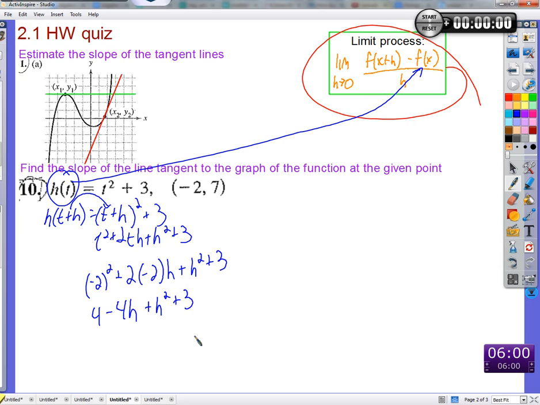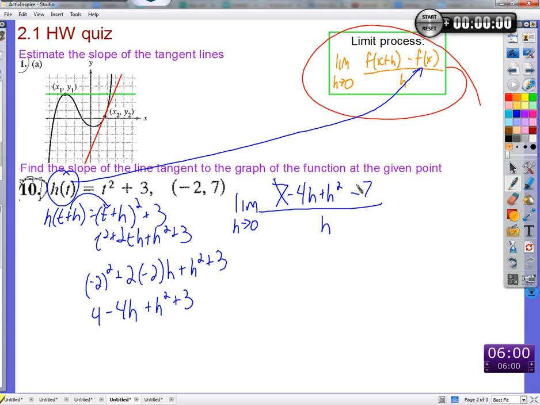And 7. What? 7 is just h of negative 2, right? Yeah. Okay. So since our t is specifically negative 2, we need to put those specific values in there. We can collect like terms here, get 7 minus 4h plus h squared minus h of negative 2, which is 7, over h, and we want to take that limit as h goes to 0.